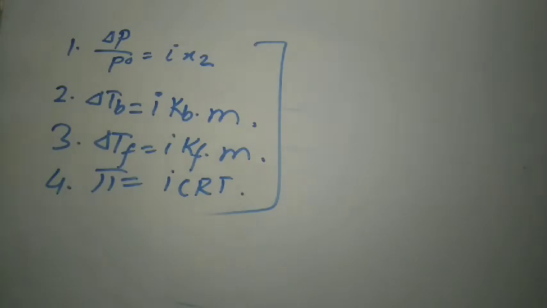Why is the Van't Hoff factor included in this formula? Because no solution is completely ideal or 100% ideal. There is some association and there is some dissociation. That's why there is a difference between experimental value and theoretical value. So to compensate for the difference between experimental value and theoretical value, we include i, the Van't Hoff factor, in the formula. Now these are the new formulas.